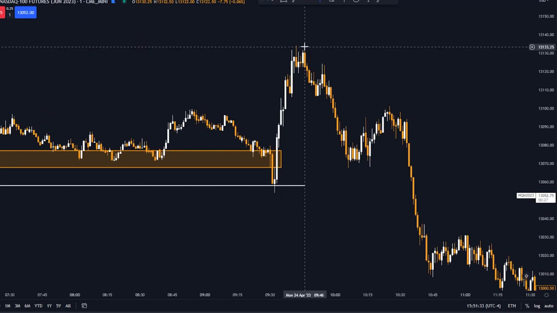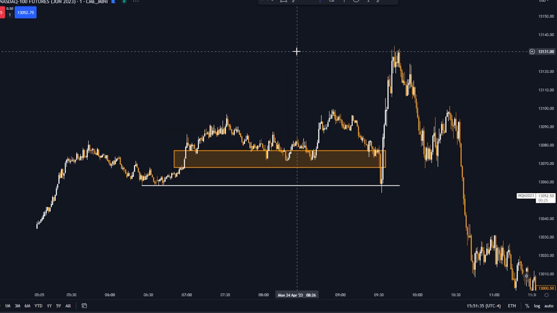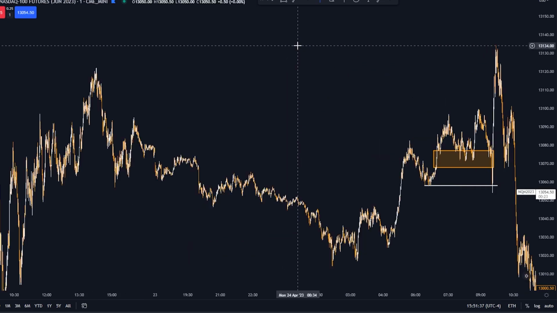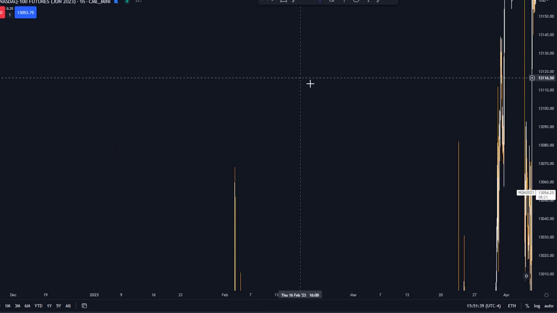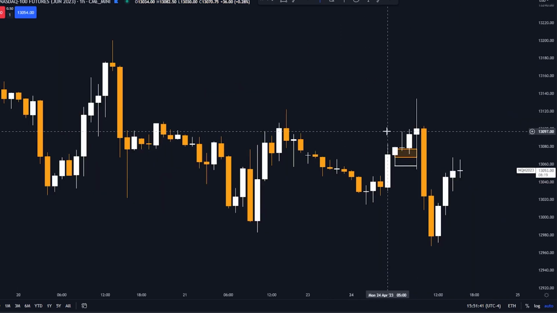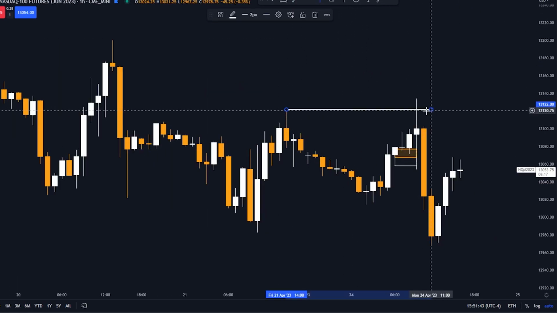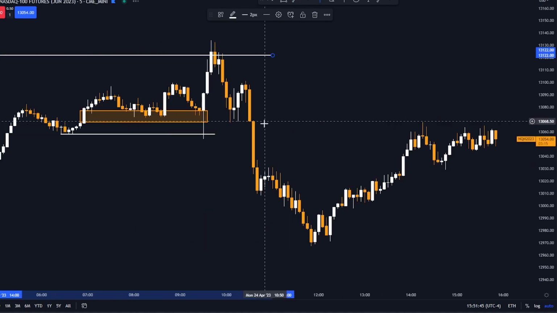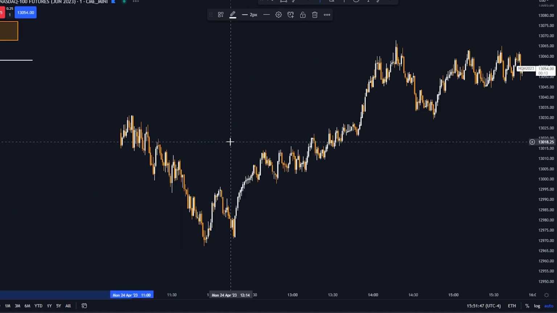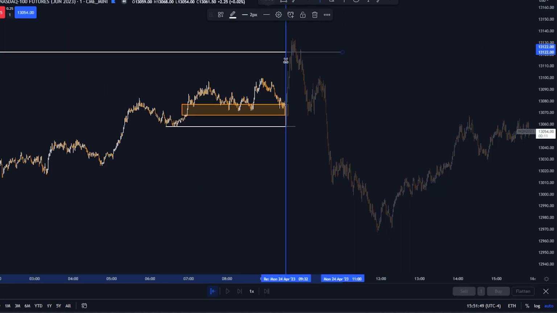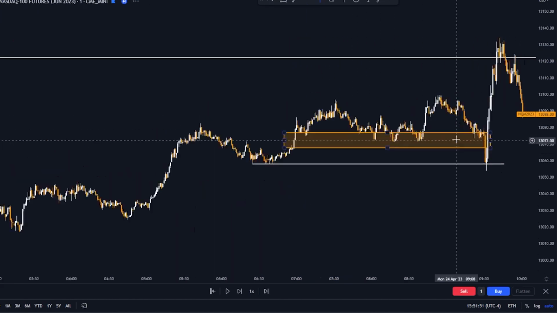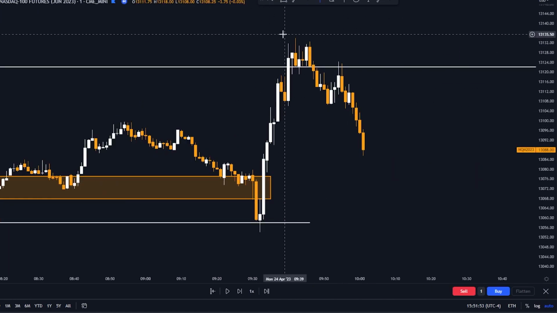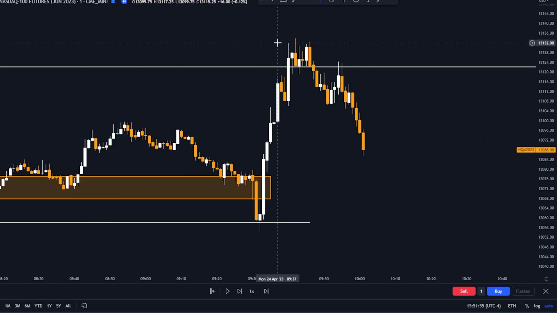So after that, the price went up. And what did it do? We can go to a higher time frame, right? We can see this liquidity right here. Go to a lower time frame, to the 1-minute chart. Let's go to the replay mode. Now, you can see right here that the market shifted.